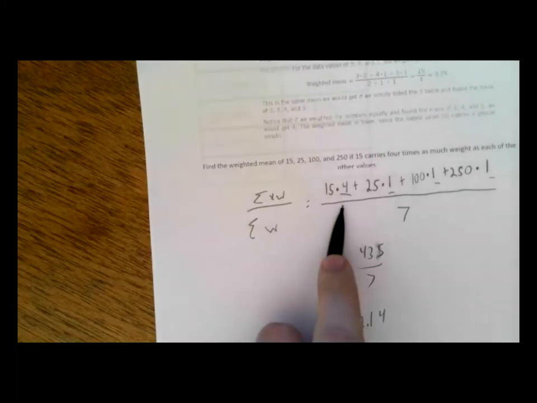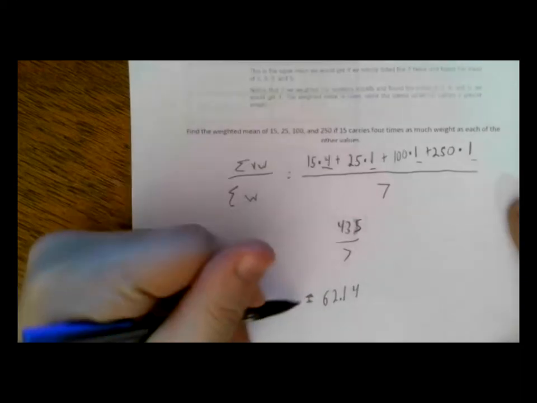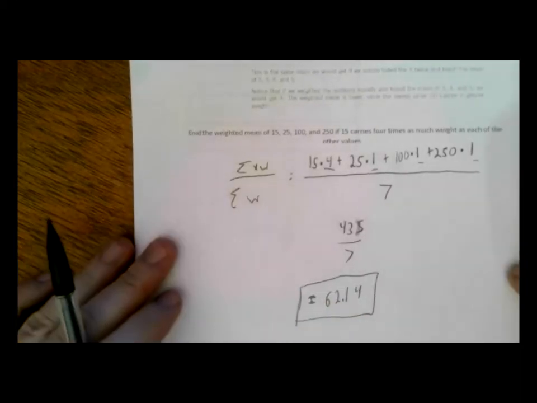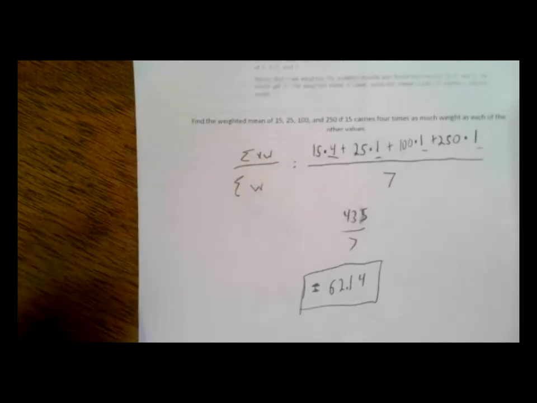So the way you could think about this, in terms of a college class, if this is worth 4 times more, you could think of that class as worth 4 credits, where the other ones are only worth 1 credit each. If that kind of helps understand. Okay, so your weighted average is 62.14. Does anybody have any questions on that one?